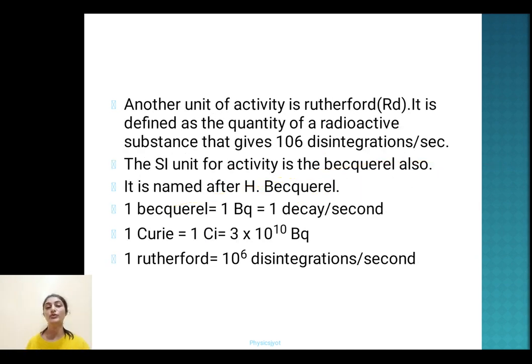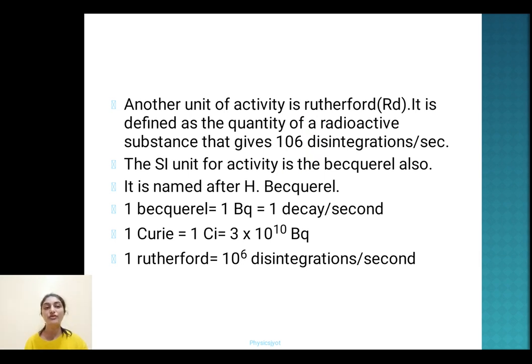Another unit of radioactivity is the Rutherford. It is defined as the quantity of a radioactive substance that gives 10 raised to 6 disintegrations per second. Here there is a mistake in the slide, so it is not 106, it is 10 raised to 6 disintegrations per second.